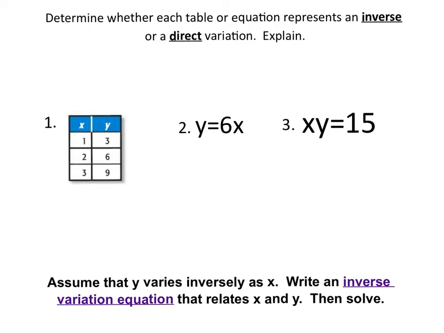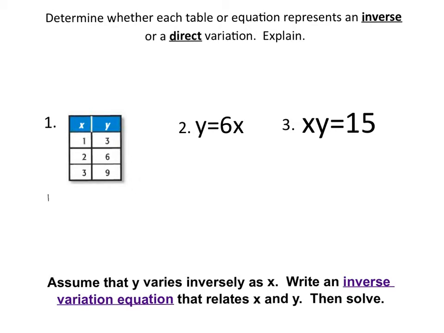So a little bit of review. Determine whether each table or equation represents an inverse or direct variation. Explain. As we look at table 1, I see that x has 1, 2, and 3, and y has 3, 6, and 9. As the x values increase, the y values also increase. That was one of the requirements we said with inverse variation, right? As one of the values increases, the other should be decreasing. That's not happening here. Let's see if x times y equals a constant each time with all of the ordered pairs. Well, 1 times 3 is 3, 2 times 6 is 12, 3 times 9 is 27, so obviously that doesn't work. They don't multiply to be the same constant.